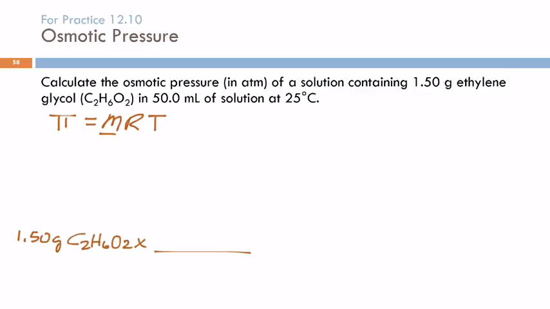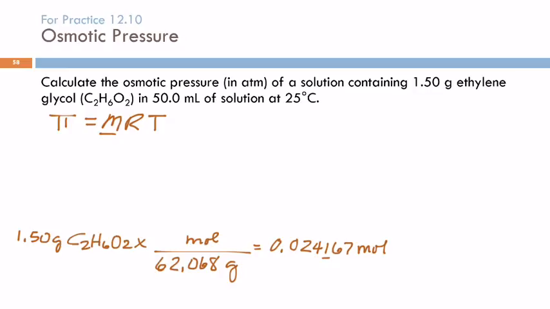So we've got 2 carbons at 12.01 plus 6 hydrogens at 1.008 and 2 oxygens at 16. So this is 62.068 grams per mole. So we've got 1.5 divided by that. We have 0.024167. I should have 3 sig figs moles.